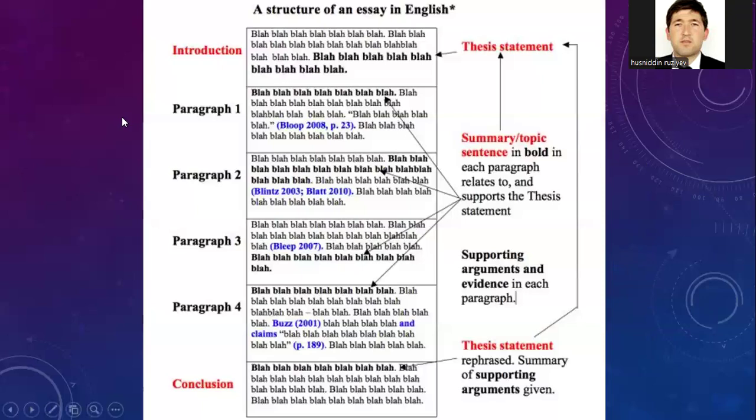Here you can see the structure of an essay. The first one is the introduction, where you can see a thesis statement. The next ones are paragraph 1, paragraph 2, paragraph 3 and paragraph 4. These are the body paragraphs, which summarize the topic sentence involved in each paragraph, related to and supporting the thesis statement, and also supporting arguments and evidence in each paragraph. And the last one, you can see the conclusion paragraph: the thesis statement rephrased and a summary of the supporting arguments. This is the structure of an essay.